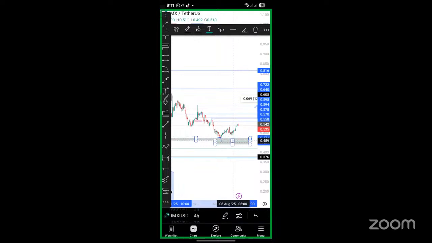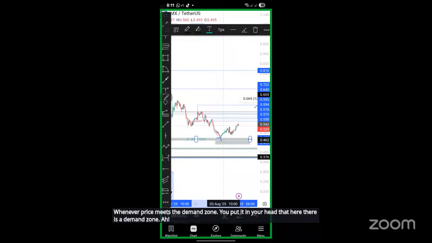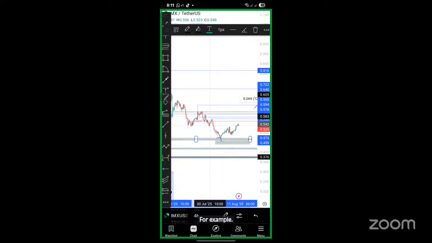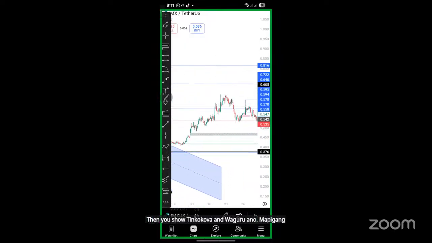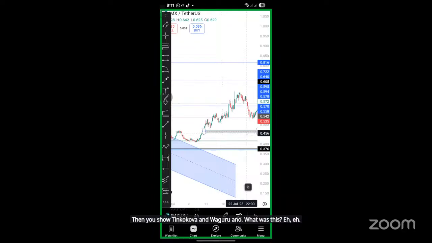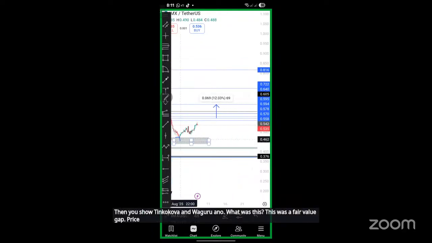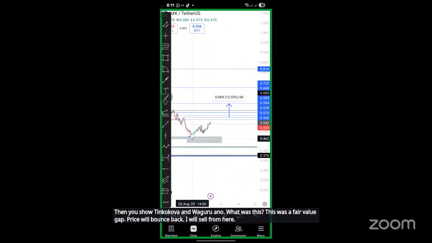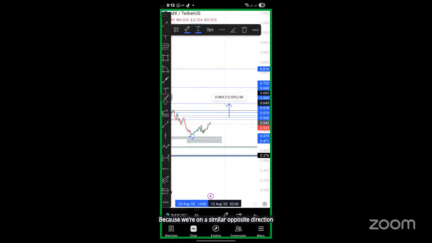Whenever price meets the demand zone, you put it in your head that here there is a demand zone. For example, I was shorting this market from up here, made my entry and came down. When price reaches here, I go back and check what this was. This was a fair value gap. Price will bounce back, so I will sell from here. Do you understand?